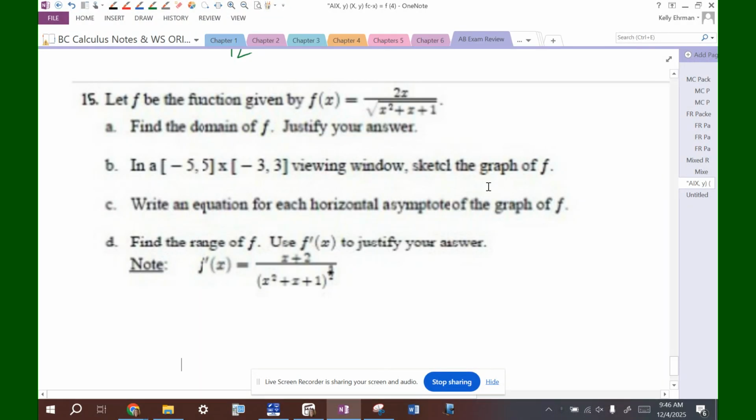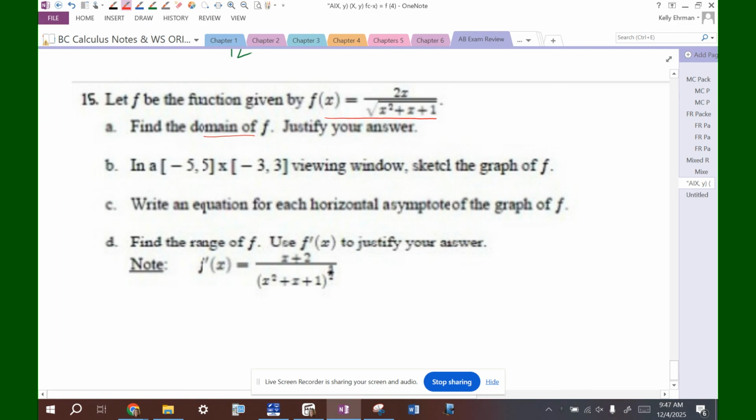All right, this is the next set of problems. I believe this is page 3 of our part 2 review. And we're going to treat this again as no calculator. So let f be the function given by this f of x. Find the domain of f and justify your answer.